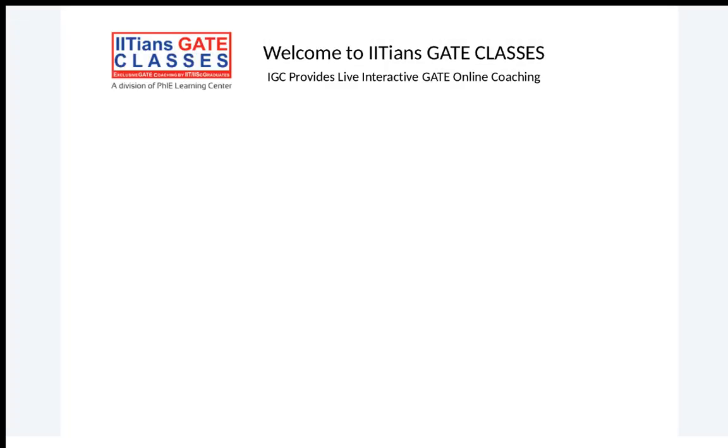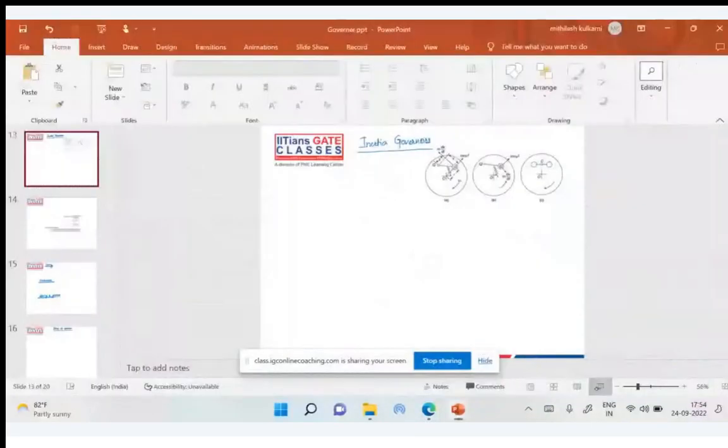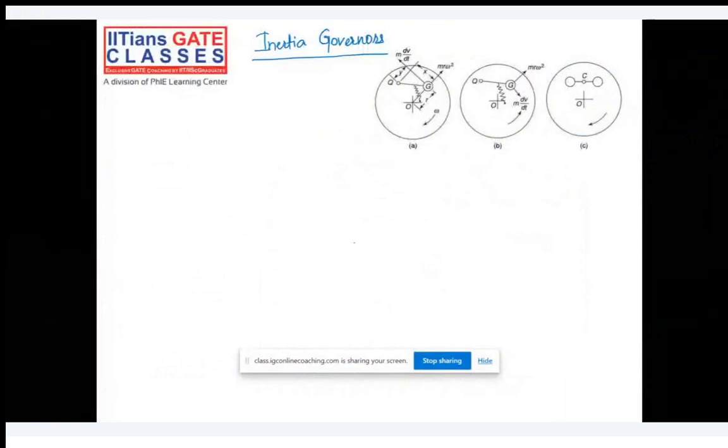Initially, these were not part of the syllabus. Later on, they added these topics. So in today's session, our focus first will be on governors, and then we'll start CAMS. We'll try to cover as much as possible.